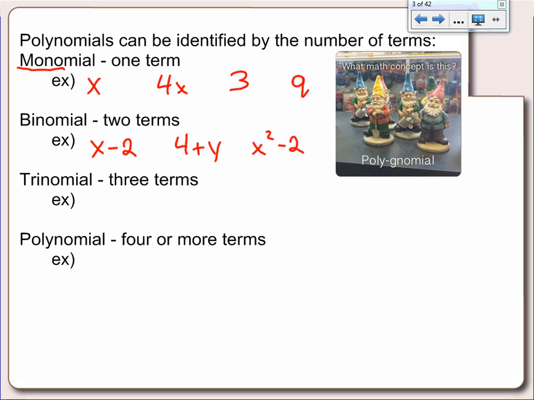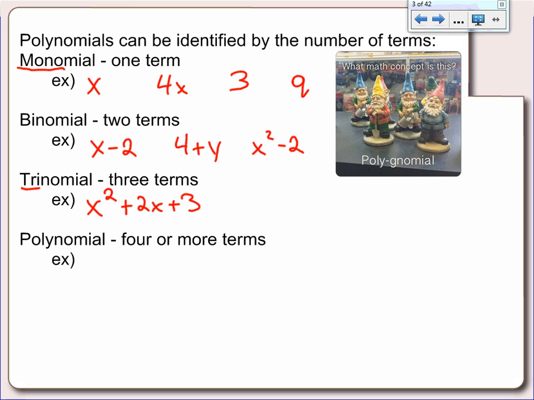The last special one we have is called a trinomial. Trinomial is when there's three terms. So for instance, x squared plus 2x plus 3 would be a trinomial because there's three terms. They're separated by plus or minus signs. And they all have different degrees, so they all have different exponents.